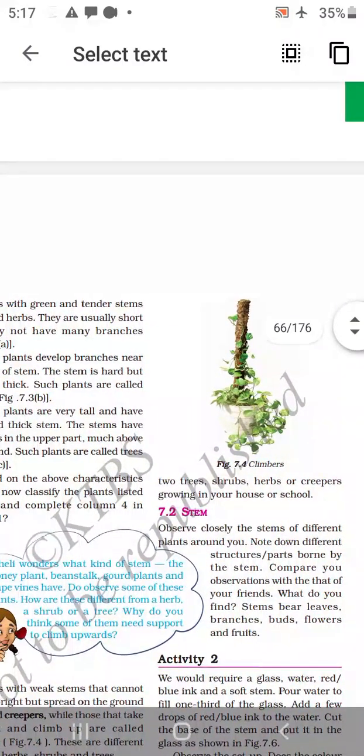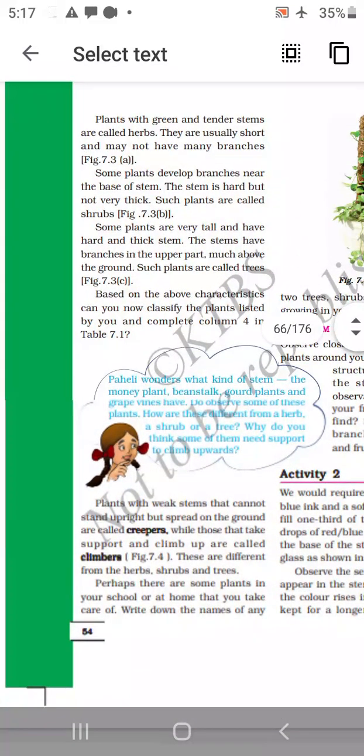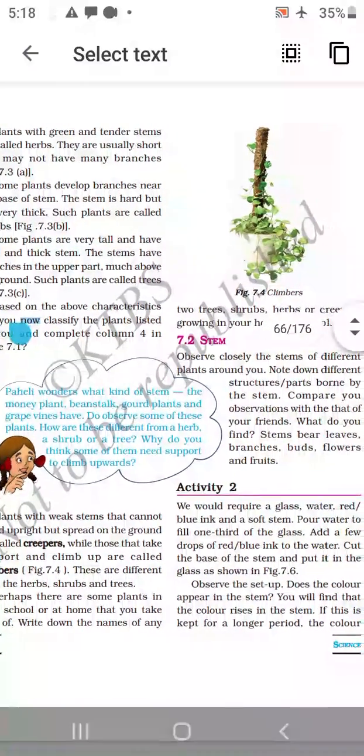We were discussing the stem. Before going to the stem, we will discuss the plants with weak stems that cannot stand upright but spread on the ground. They are called creepers. While those that take support and climb up are called climbers. These are different from other shrubs and trees.